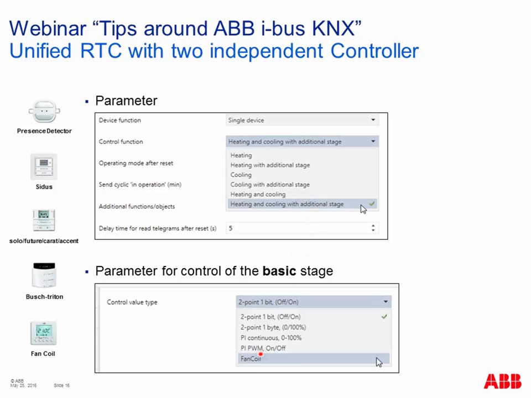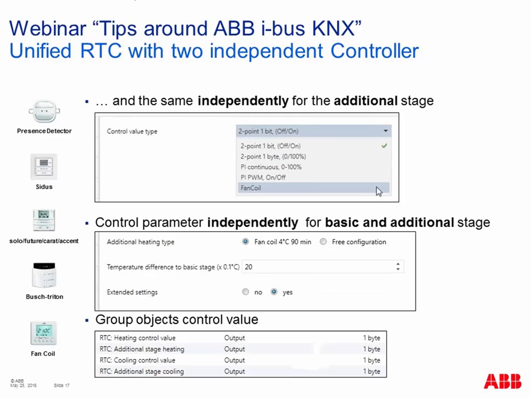So what does it mean? For the basic stage, you can adjust the control value type: 2-point control, pulse width modulation, fan coil control. And the same independently also for the additional stage. So it looks the same here, but there are two different parts in the parameters where you can adjust both independently. And then you go for each of these basic stage and also additional stage to further individual parameters here, what kind of control parameter you would like to have. And this parameter here, temperature difference to basic stage, I will explain in the next slide.